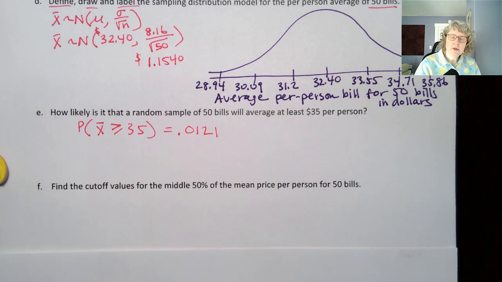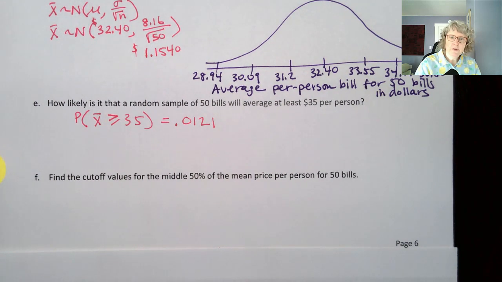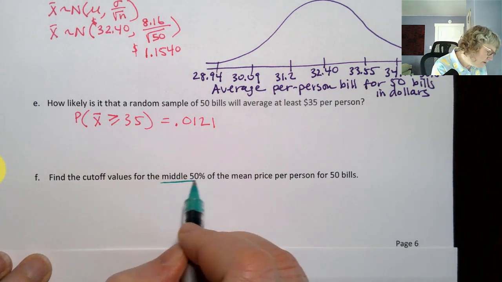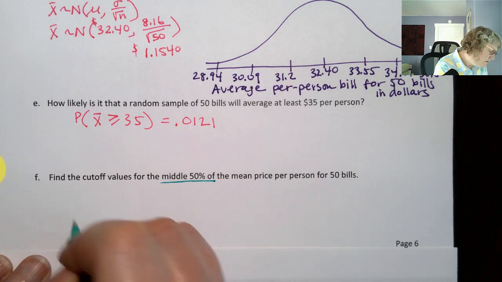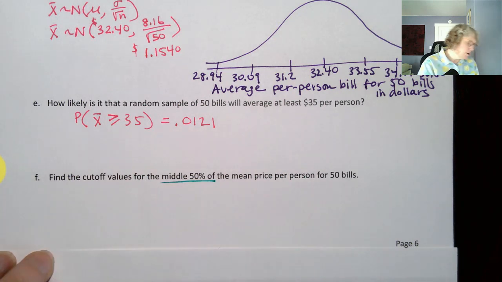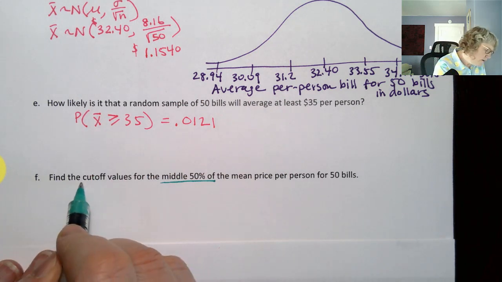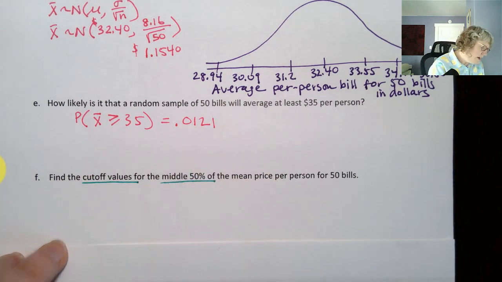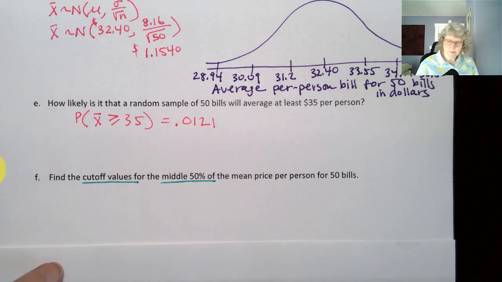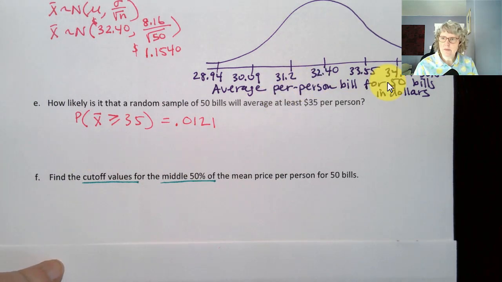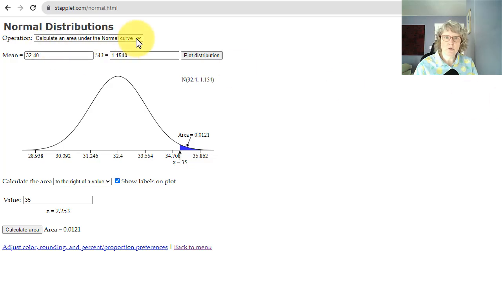Now let's look at a different question. Find the cutoff values for the middle 50% of the mean price per person for 50 bills. Okay, so mean price, average price. It's just another way of saying it, right? So middle 50%. So now we're finding cutoff values. This one, how likely is a probability, right? So this is good because now we get to practice our inverse normal.